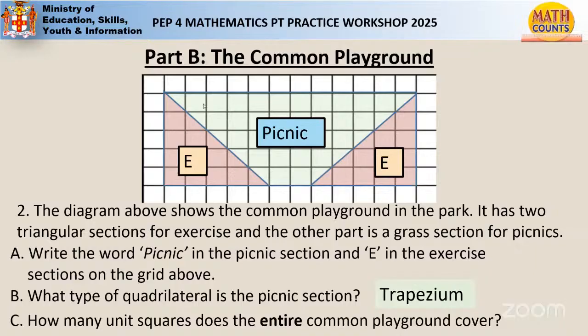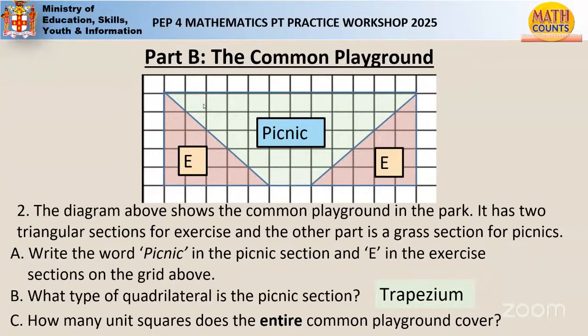Ready, Parkall Primary? Yes. All right, how many unit squares? 1, 2, 3, 4, 5, 6, 7. 1, 2, 3, 4, 5, 6, 7, 8, 9, 10, and so on, up to 27.